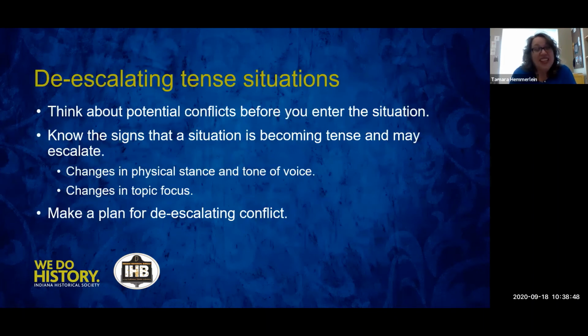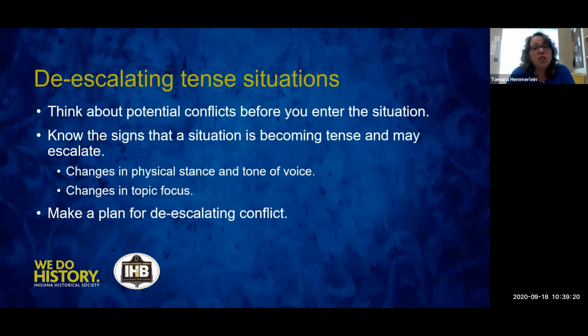So that leads to the idea of how to de-escalate tense situations. Because not everyone will have had the opportunity to really think about their biases or think about what they're bringing to a conversation. So if you are asked to mediate or facilitate a situation, or if you're asked, hey, you're the county historian, what do you think? Or can you come to this meeting and tell us what you think?